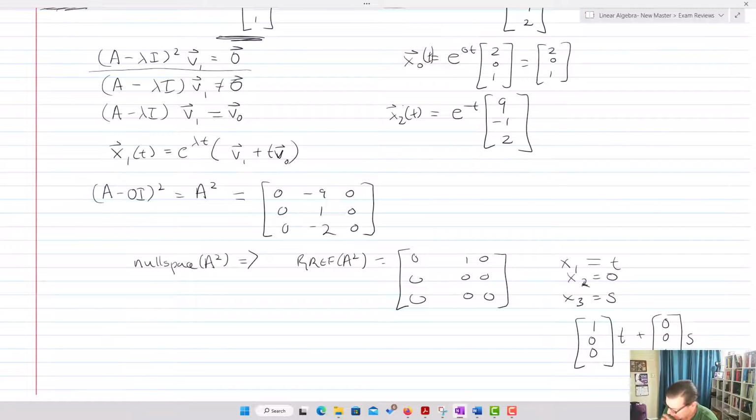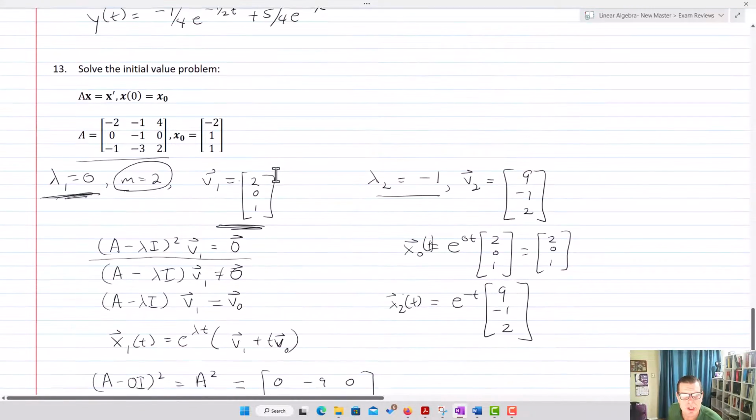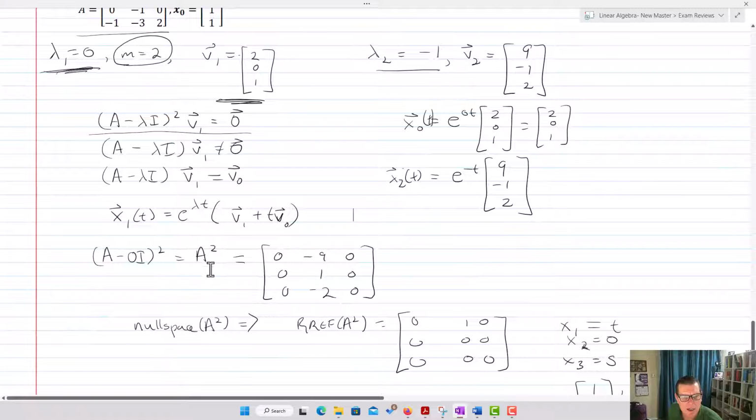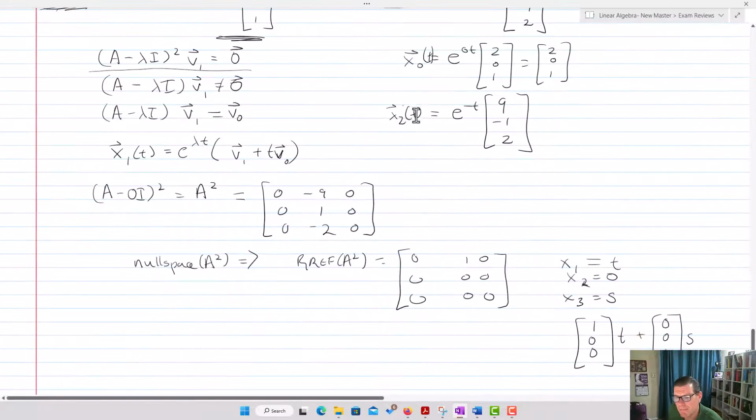Okay, so I'm going to pick one of them. I'm going to pick 1, 0, 0, and I'm going to make sure that the one I choose is not going to give me 0 when I multiply it by A. That would mean it's an eigenvector corresponding to 0. So I just don't want 2, 0, 1, or anything that's a multiple of 2, 0, 1. I'll pick 1, 0, 0 because that's really easy. That's going to be when t equals 1 and s equals 0.